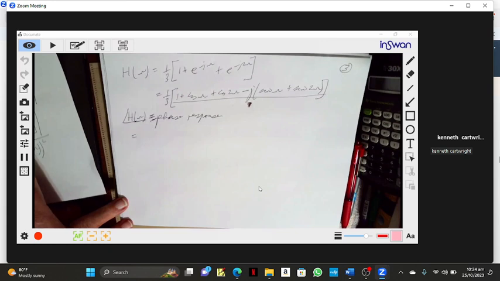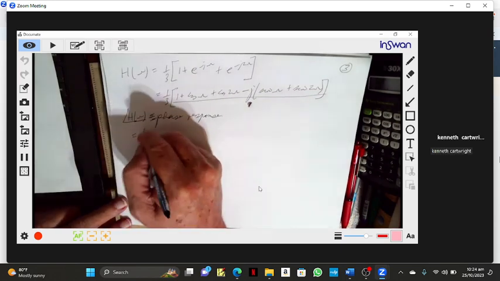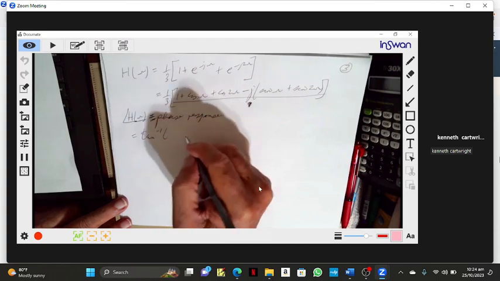Anybody? How do you find the phase? Inverse tan, imaginary over the real. Inverse tan of the imaginary. What's the imaginary?